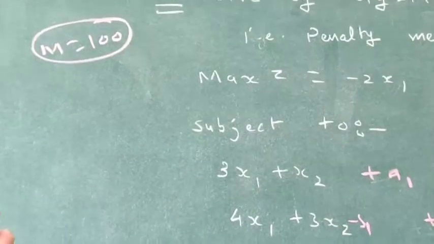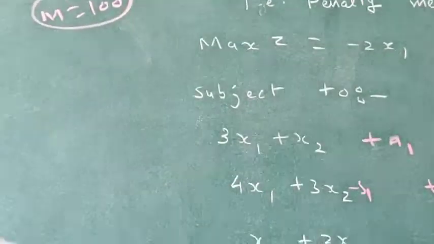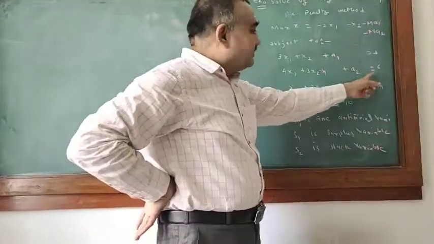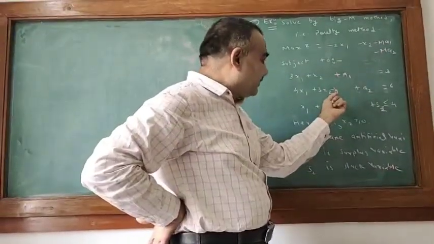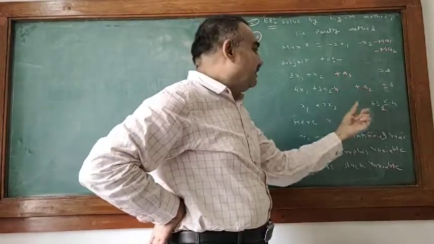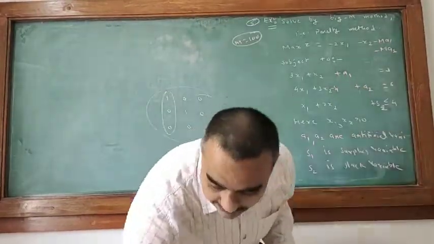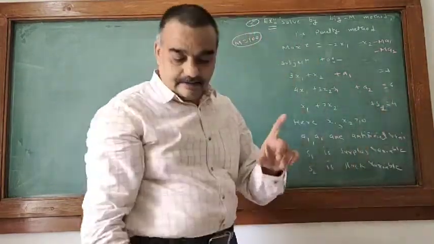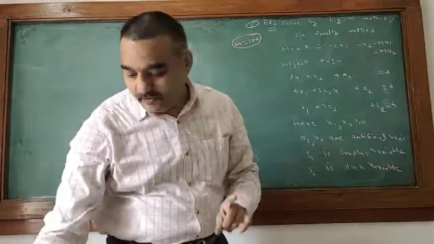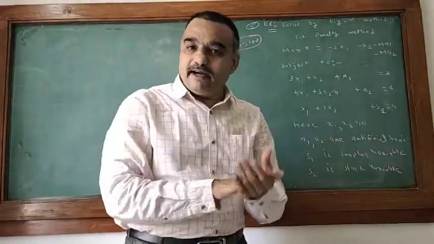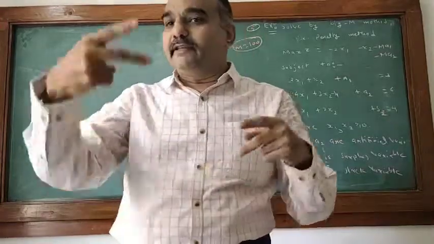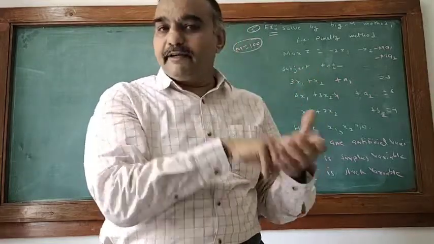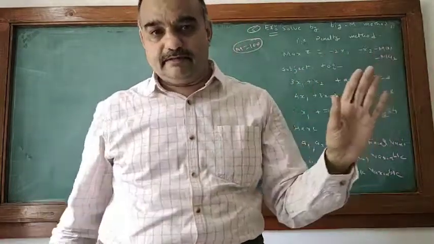Again, this is a new sum. Here it is equality, just add an artificial variable. Here it is greater than or equal to, subtract a surplus variable and add an artificial variable. This is less than or equal to. To make it equal, we add only a slack variable. If equality, direct artificial. If it is greater than or equal to, subtract surplus, add artificial. And if it is less than or equal to, direct slack variable.